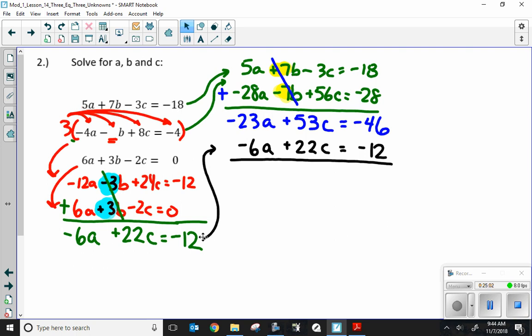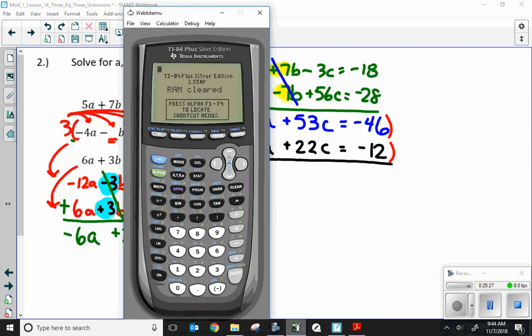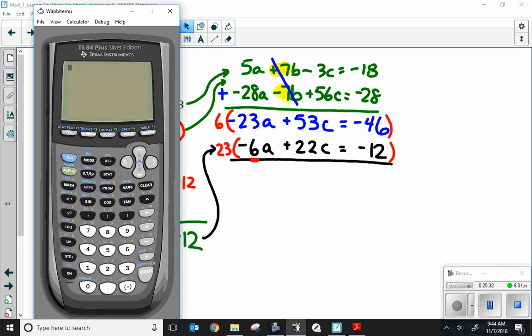Here's what I'm going to do. I'm going to get rid of A. And how am I going to get rid of A? I need to multiply both of these by some big numbers, okay? I'm going to take my 6, put it here. I'm going to take my 23 and put it here, and I need to distribute these. Good thing we have a calculator. And I'm going to turn this thing on.